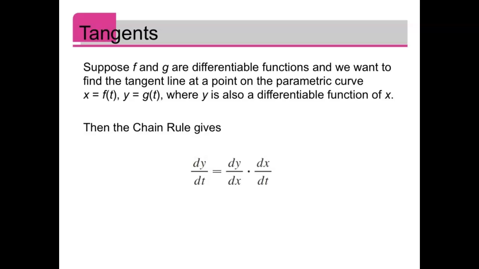All right, so suppose f and g are differentiable functions, and we want to find the tangent line at a point on the parametric curve that has parametric equations x equals f of t and y equals g of t. And we're sort of going to implicitly assume it's possible to write y as a function of x. We're not actually going to do that, but we are going to assume it.